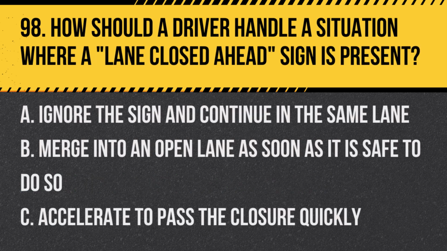Question 98. How should a driver handle a situation where a lane closed ahead sign is present? A. Ignore the sign and continue in the same lane. B. Merge into an open lane as soon as it is safe to do so. C. Accelerate to pass the closure quickly. Answer B. Merge into an open lane as soon as it is safe to do so. Early merging prevents congestion and accidents.